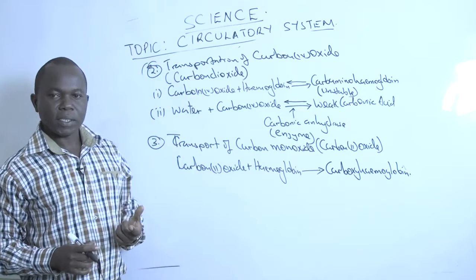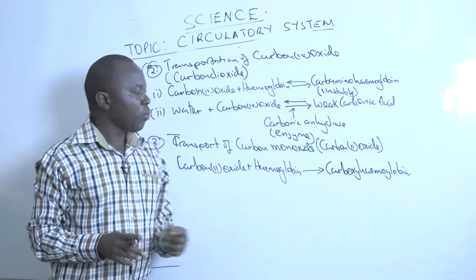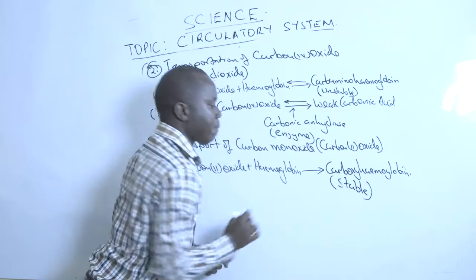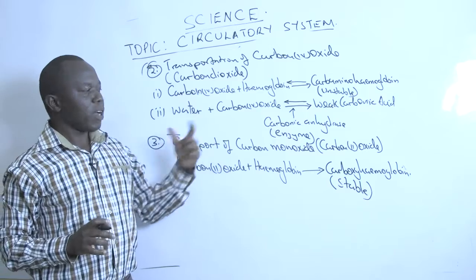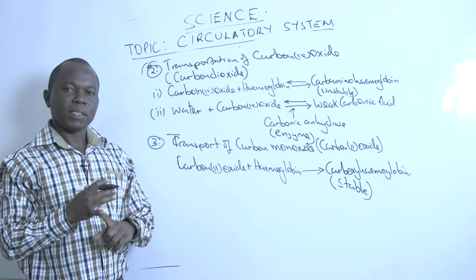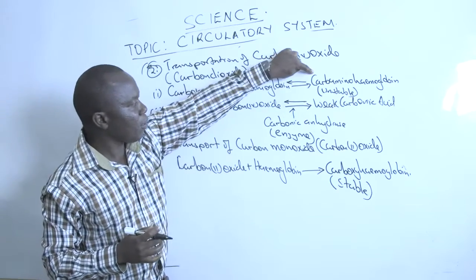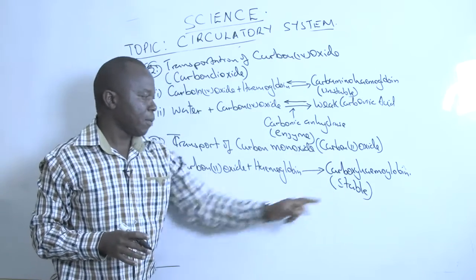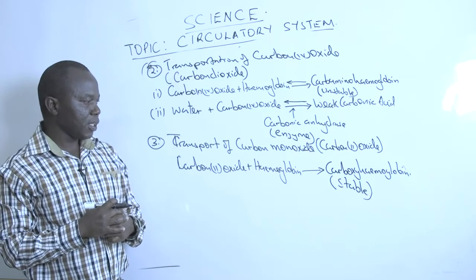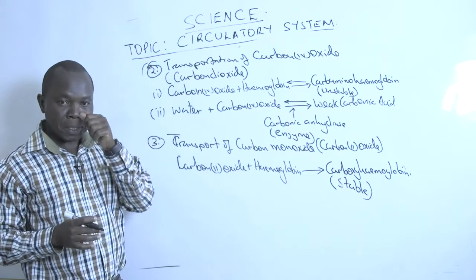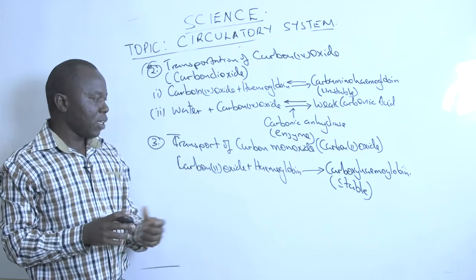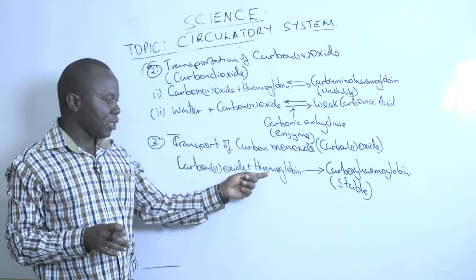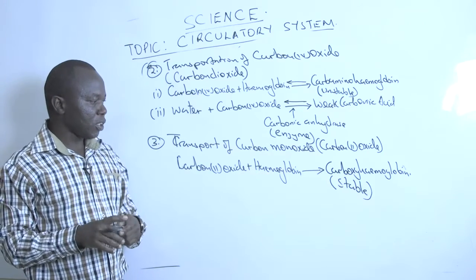It will be transported to the lungs. But the problem with carboxyhemoglobin is that it is stable. I emphasize this. We have come across oxyhemoglobin, which is unstable, carbaminohemoglobin, which is unstable, but this one is different. It is stable. Because carboxyhemoglobin is stable, it does not dissociate easily when it reaches the lungs.